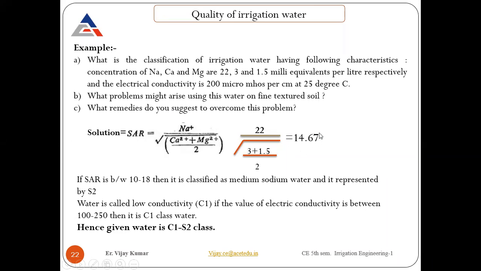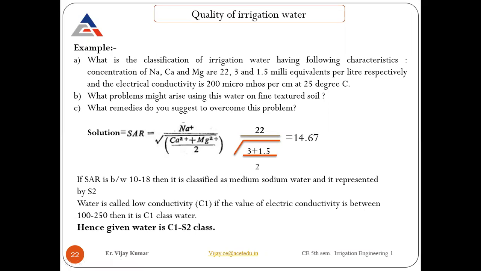If it is category, first find the category, then we have to find what problem will be created in fine texture soil. Then we have to put a suggestion regarding what remedies you will adopt to overcome this problem. So first of all, a very simple relation we have to use. Sodium is given, that is 22, calcium 3, magnesium 1.5. 22 divided by under the root of (3 plus 1.5) by 2. Solve it: first add and divide by 2, then take the root, and you will get the value 14.67. This is the value of the SAR number which is coming.